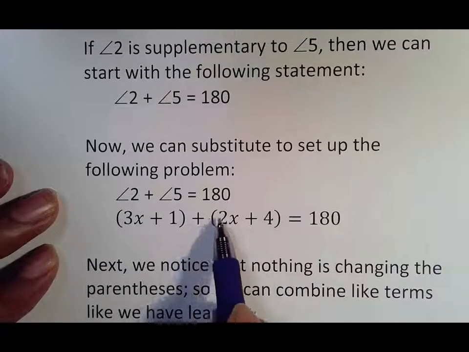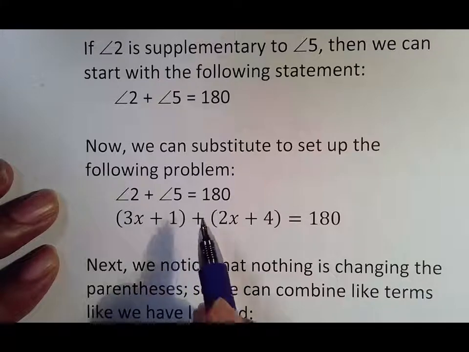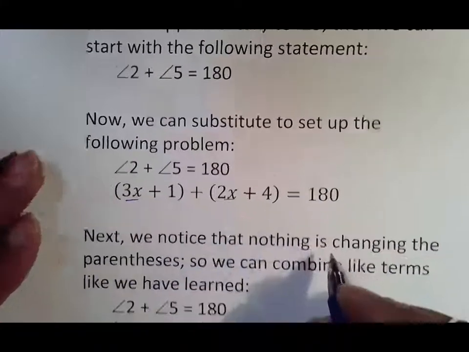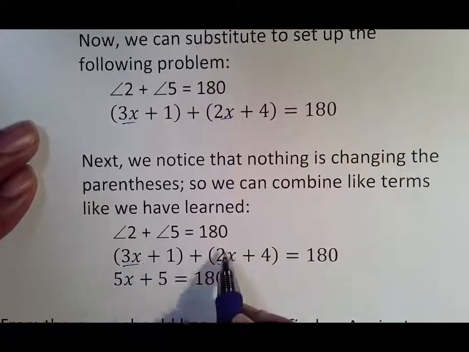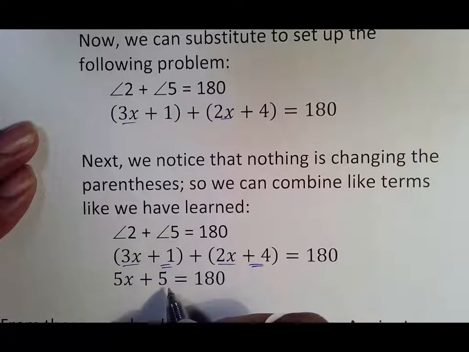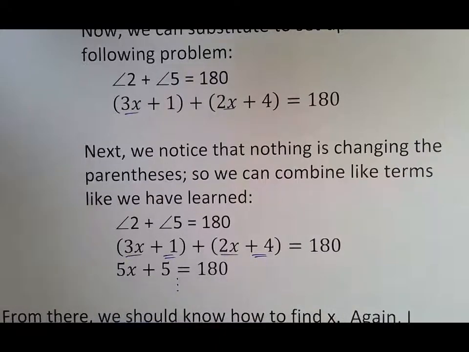Again, the plus sign doesn't affect anything. We've done some negatives on the outside of parentheses. Plus sign does nothing. So this is the same as 3x plus 1 plus 2x plus 4. And so what you would do is put your like terms together like we did in class to start. The 2x and 3x make 5x. 1 and 4 make 5. You get your 5x plus 5 equals 180. And once again, we're home and we should be able to get there.